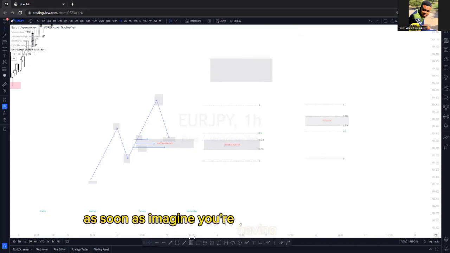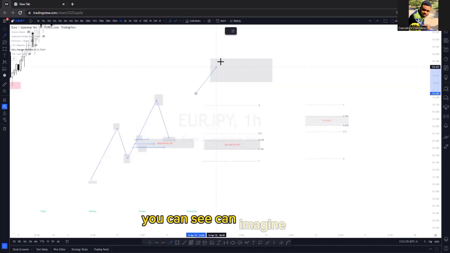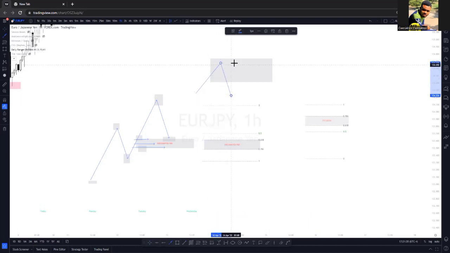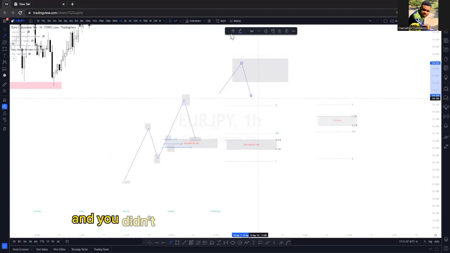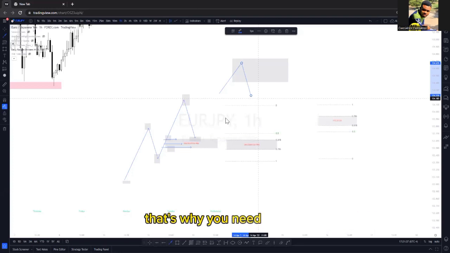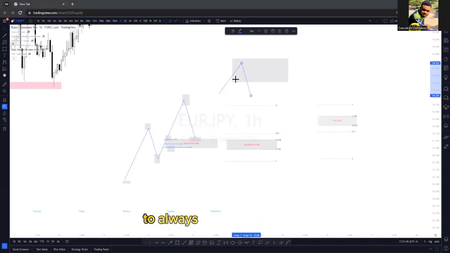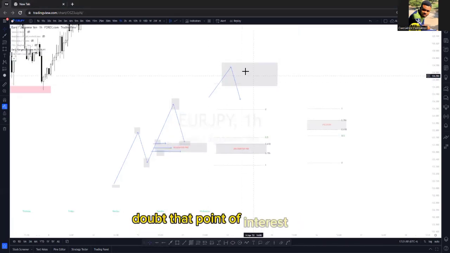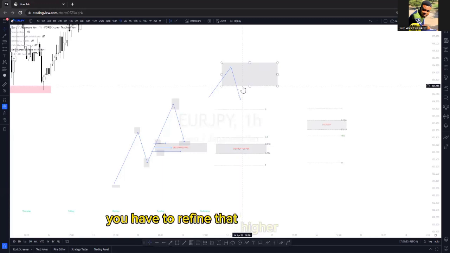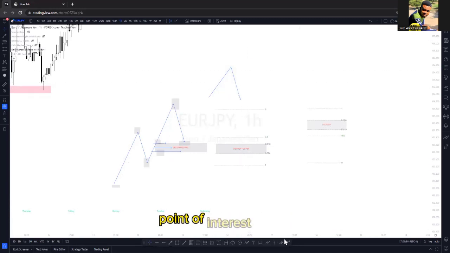Assuming, let's imagine you're having an H4 inefficiency. You can imagine the stop loss level. It will be wide, right? And you wouldn't know where price will reverse. That's why you need to always identify and refine that point of interest. You have to refine that higher time frame point of interest.